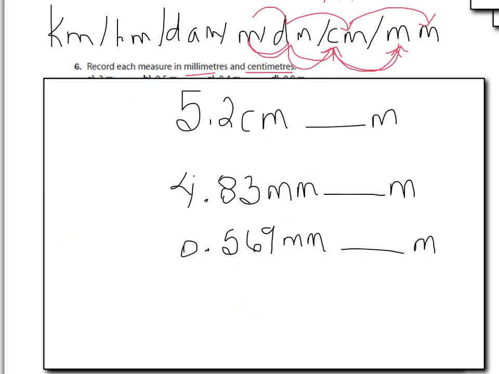All right, now I'd like you to try these ones. They're going the opposite direction, and they do all have decimal numbers in them. So changing these from centimeters or millimeters into meters. Go ahead and press pause and try that now. All right, let's take a look.